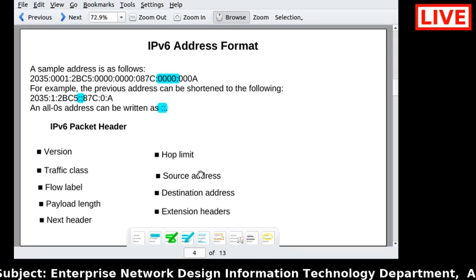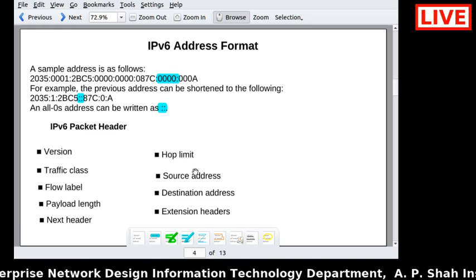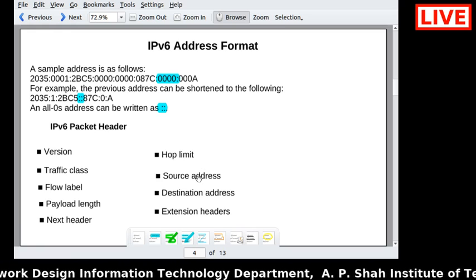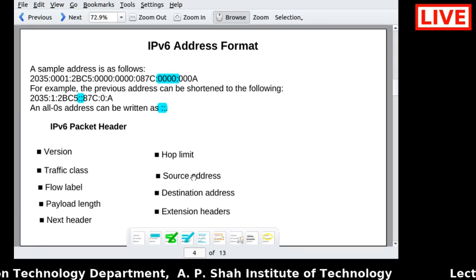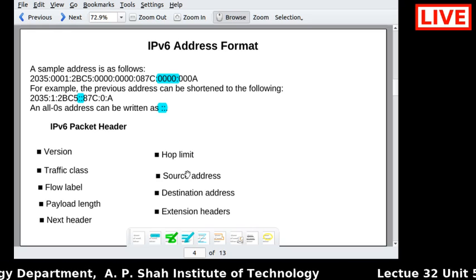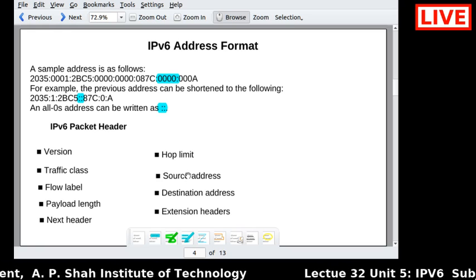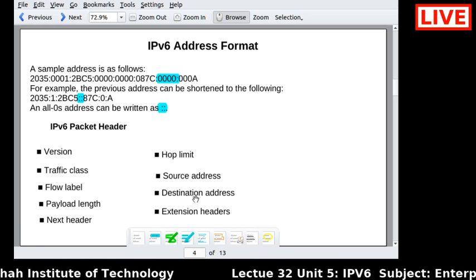Then the source address. This field has 128 bits, which is 16 octets, and it identifies the source of the packet. Then the destination address will be similar.